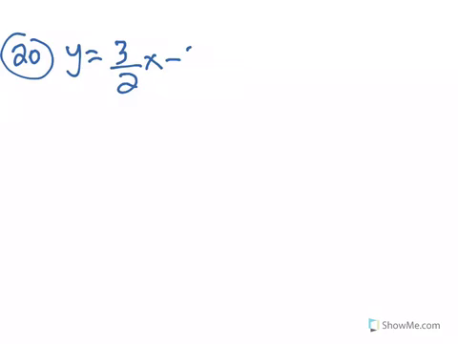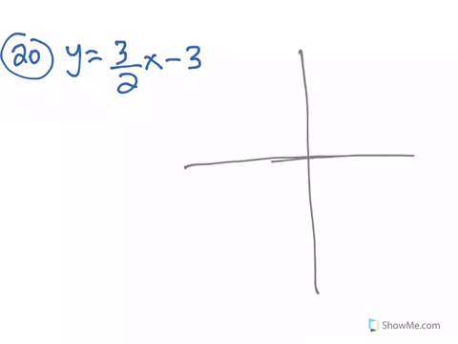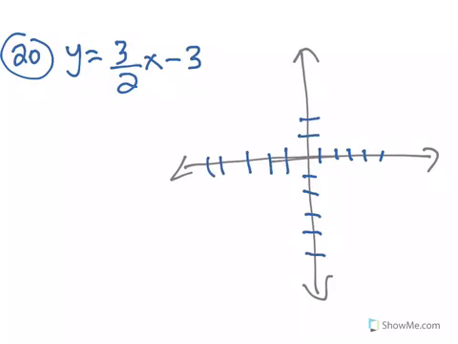So number 20, you're given an equation and they're asking you to graph it. So we're going to do our line. Oops. Ignore my bad graphs and bad lines, okay? Now I have 1, 2, 3, 4, 5, 1, 2, 3, 4, 5, 1, 2, 3, 4, 5. This is the y, this is the x.